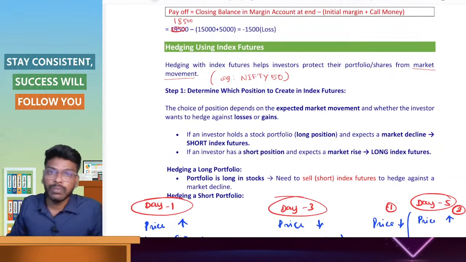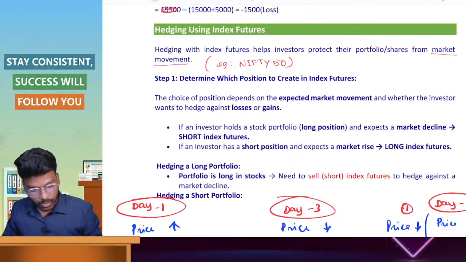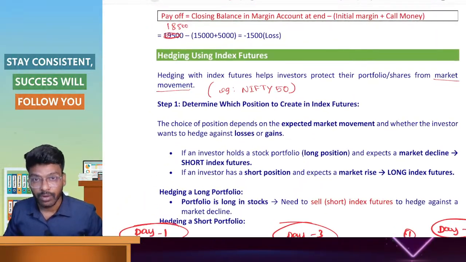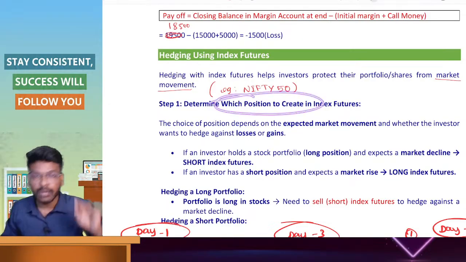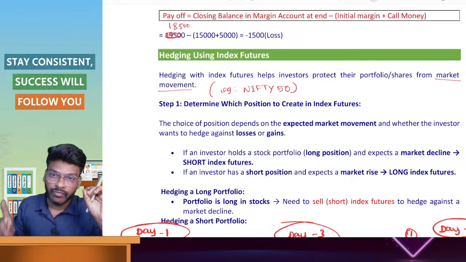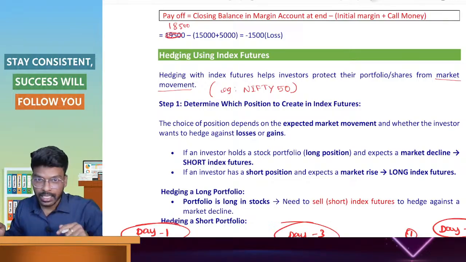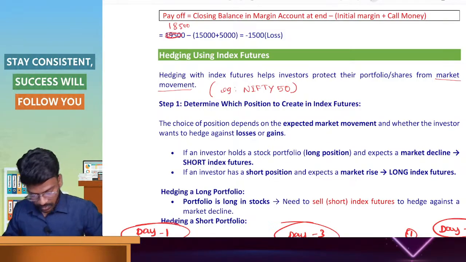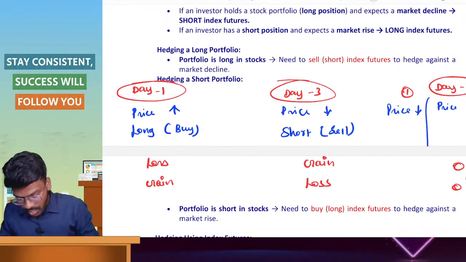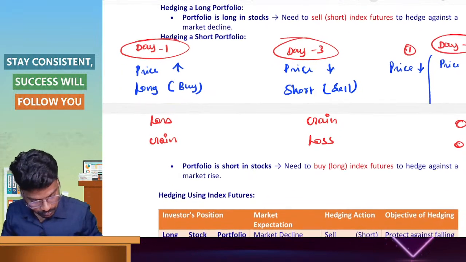So there are steps to do hedging. While going for hedging, we have to determine what position we will be taking in the futures index market. If we have a long position, we will go for a short position. In case we have a short position, we'll go for a long position. In this example also, if on day 1 I have a short position, I'll change this example.